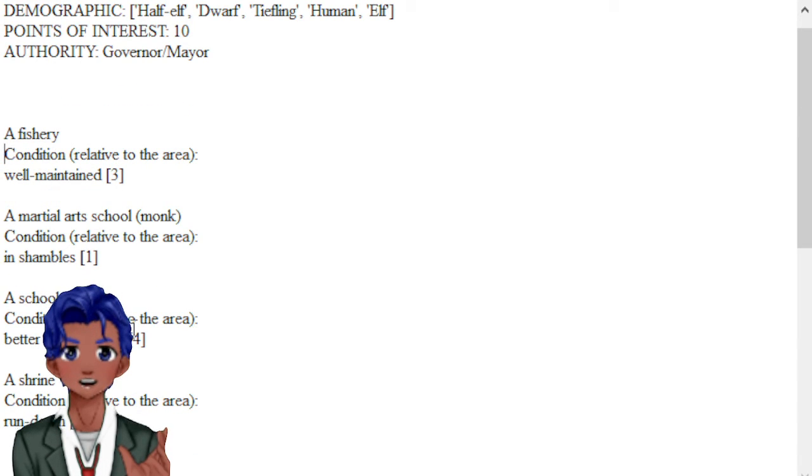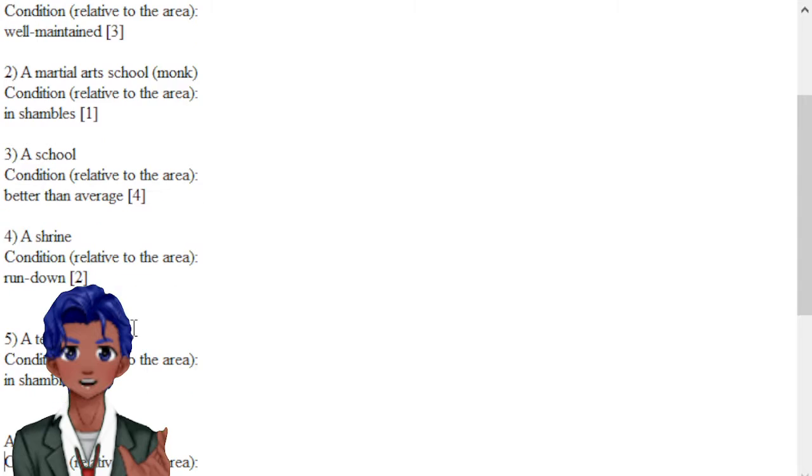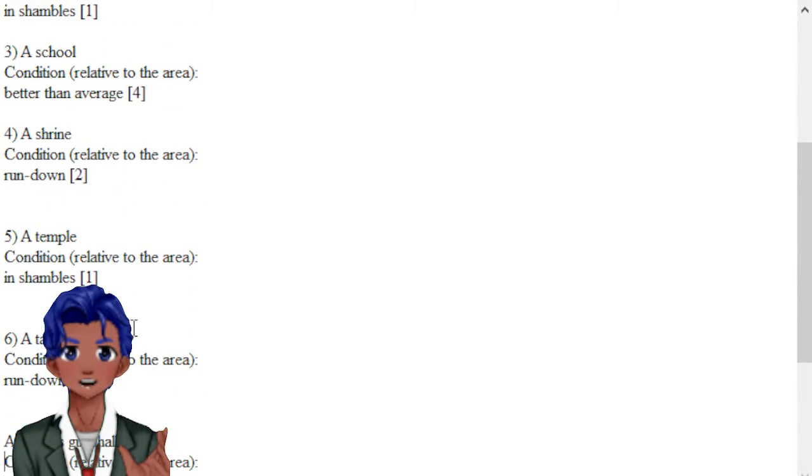We've got our fishery, that's 1. Martial arts school. In fact, I'm going to number these just so we won't have to go all the way back up. So we'll do that right now. 3 on the school. 4 a shrine. And again, as you figure out the story of this town, I'll make a sample story as we go, as we get to that point.